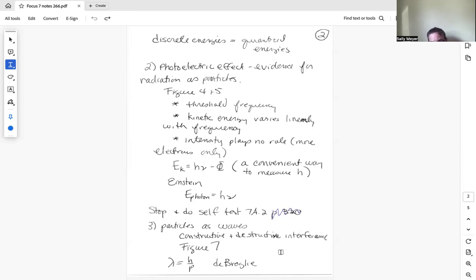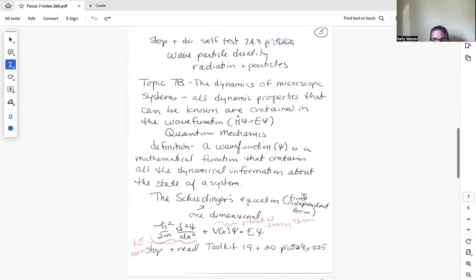And so de Broglie was the first one to put that into some sort of math. He said, okay, if they have wave properties, we have to be able to calculate them. And so he said that the wavelength of a particle, lambda, is equal to h over p. So it's equal to Planck's constant h over p, which is the momentum of that particle. So stop and do self-test 7A.3, and then we'll continue to talk.